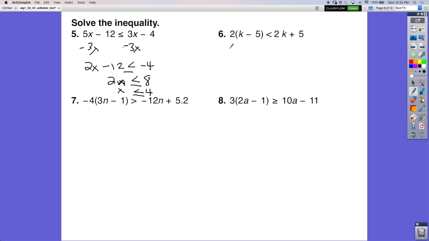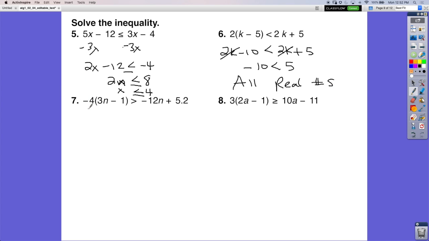We're going to distribute this. 2k is less than 10, which is less than 2k plus 5. Oh, look, the 2k's cancel out. So, is negative 10 less than 5? Yes, that is a true statement, so that means our answer is all real numbers.